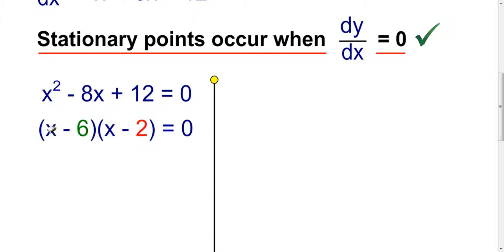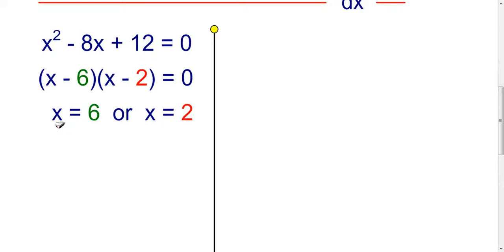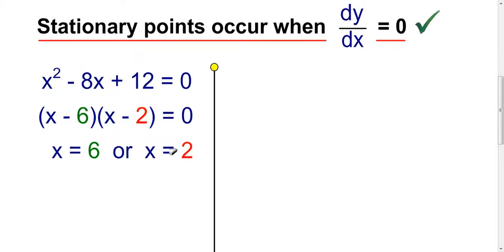At this point we think either this bracket has to come to 0 or this bracket has to come to 0 to make it all turn to 0. So to make this first bracket 0, x needs to be 6, and to make the second bracket 0, x would need to be 2. So that's found our x coordinates for the stationary points, but we also need to find the y coordinates. That will get us 1 mark.